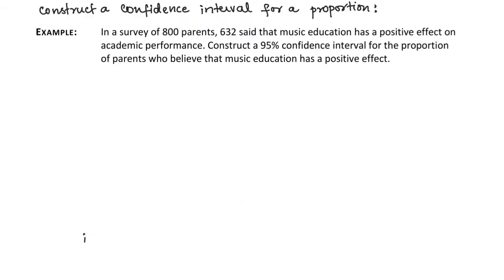Now let's look at an example of how to construct a confidence interval for a proportion. In a survey of 800 parents, 632 said the music education has a positive effect on the academic performance. We need to construct a 95% confidence interval for the proportion of parents who believe that the education has a positive effect. We begin by checking the assumptions.